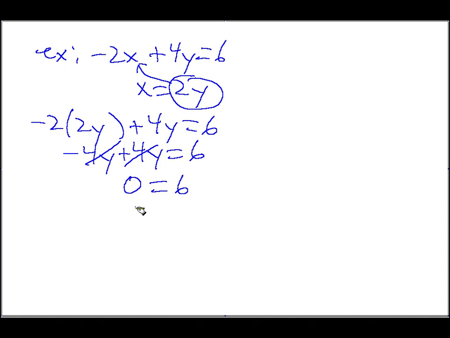But look, the variable's gone. That's a strange conclusion that we haven't seen before. But look at this equation: 0 equal to 6. Is that true? Well, of course not. This is always false. So after I use the substitution method, I end up with a false statement.